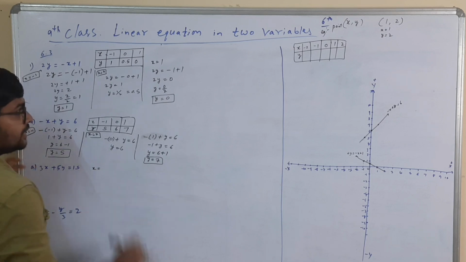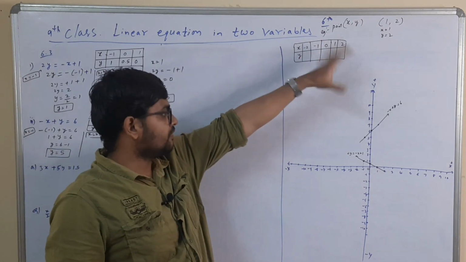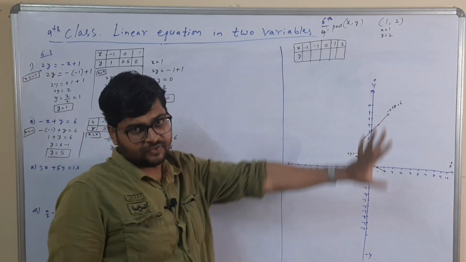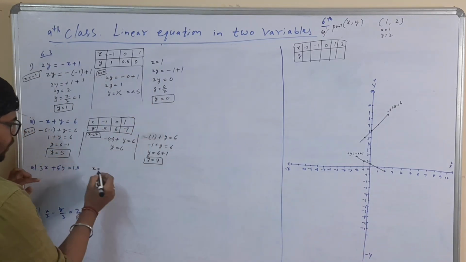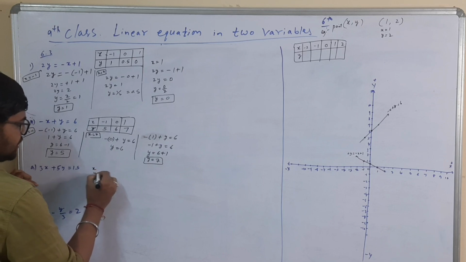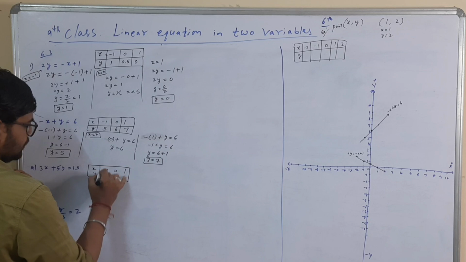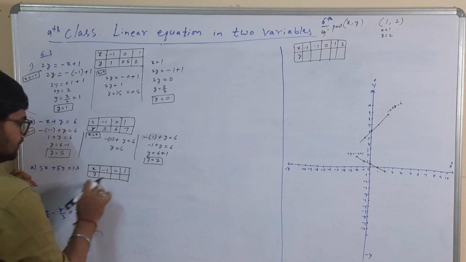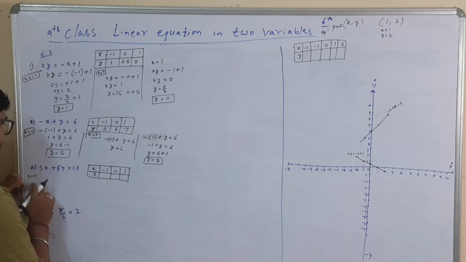For x, we can take values like minus 2 or plus 2 also, and we get 5 points, but I want only 3 points, which is enough to draw an equation on the graph. So I am taking x values as minus 1, 0, 1, and I have to find the y values. To find y values we have to substitute. So x equal to minus 1, I am substituting here.